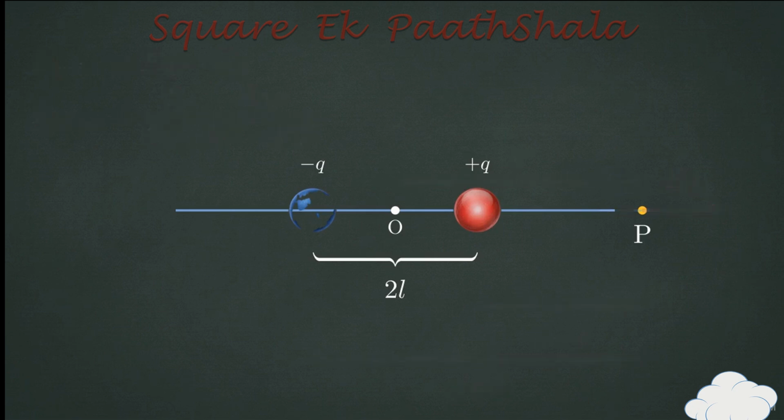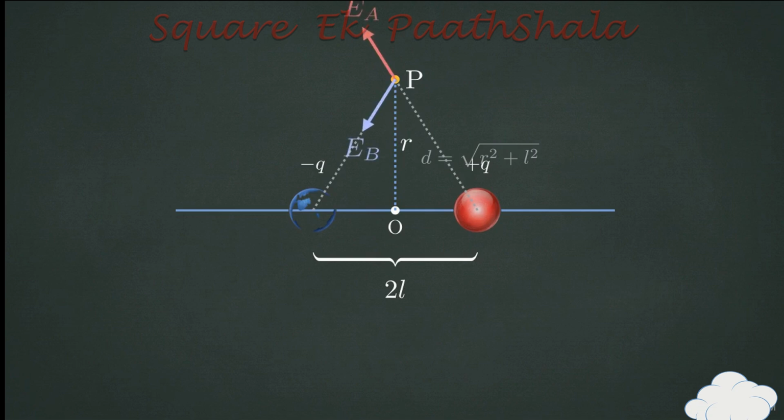Now we move point P above the center, onto the perpendicular bisector, the equatorial position. Using the Pythagorean theorem, the diagonal distance from both charges to this point is identical, the square root of r squared plus L squared. With identical distances producing identical field magnitudes, we break the vectors into components to find the net effect. The vertical sine components face opposite directions and cancel out to 0. The horizontal cosine components point in the exact same direction and add together.